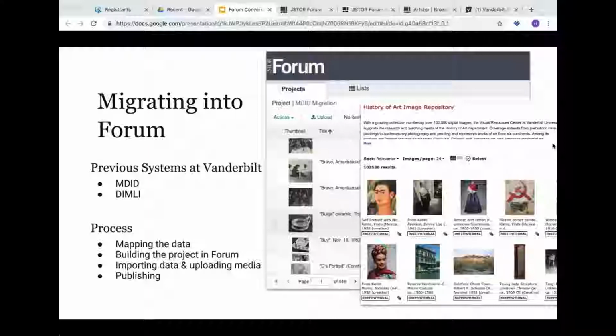So the numbers that I got from my very last audit with Vanderbilt were, in terms of data records, 111,860 records. Images, there were 111,590. And we published 102,319 to their institutional collection on Artstor.